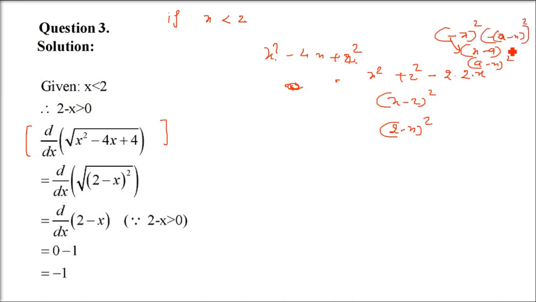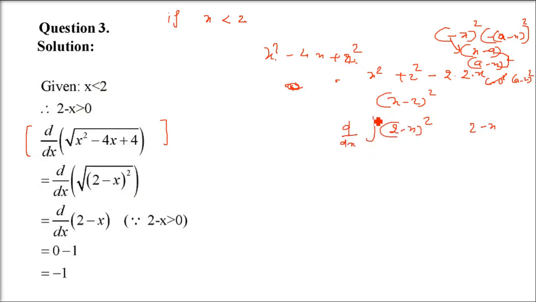If you take minus a minus x whole square, minus square is 1. So x minus a you can always change as a minus x, and a minus x you can always change as x minus a. That is why we change x minus 2 to 2 minus x. Right? Now 2 minus x is greater than 0. It's already given in the condition. 2 minus x is greater than 0.